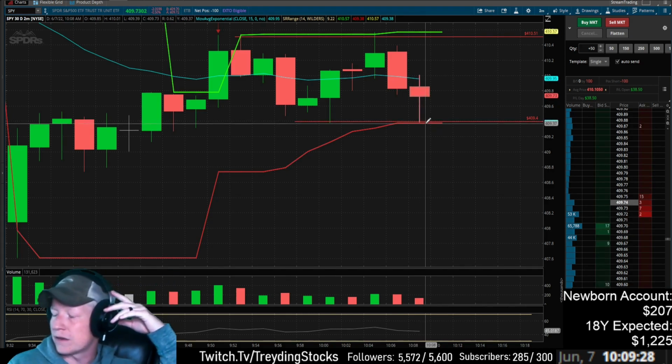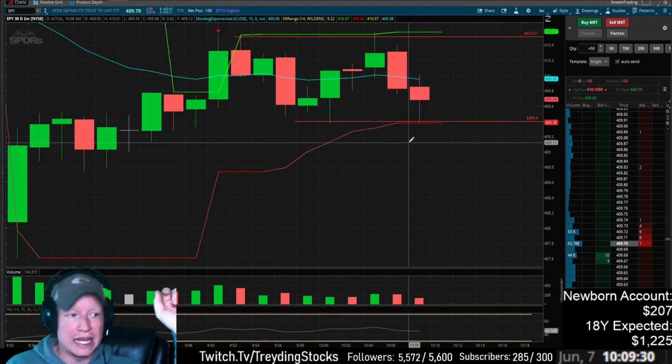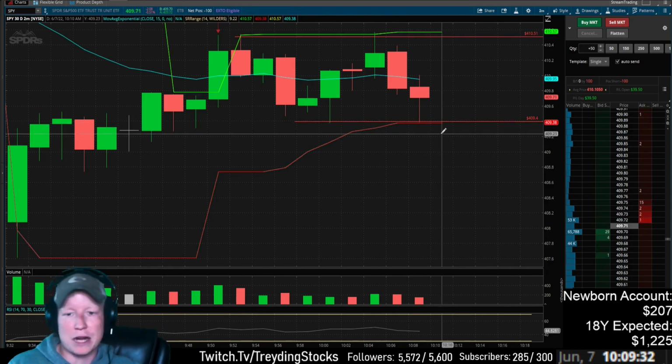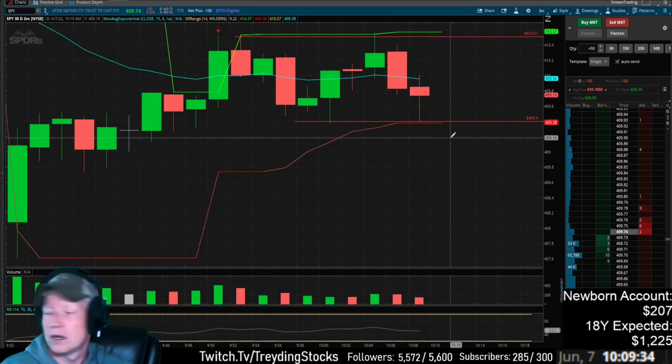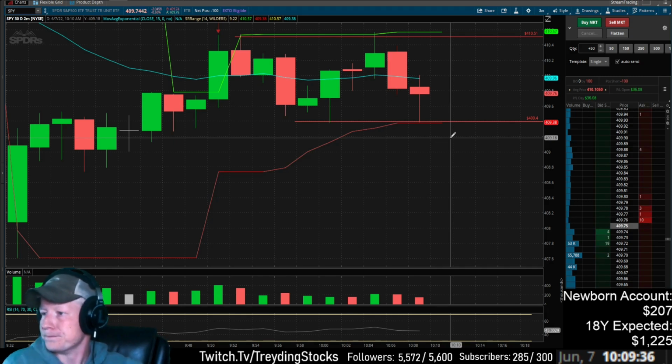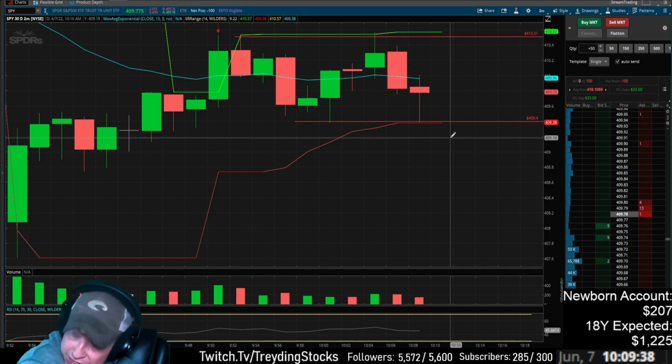I should have covered half there. Never mind, I shouldn't say that. I should not have covered half there. It didn't break the red line. It wasn't the cover condition. Partials? Not when it's not the cover condition.